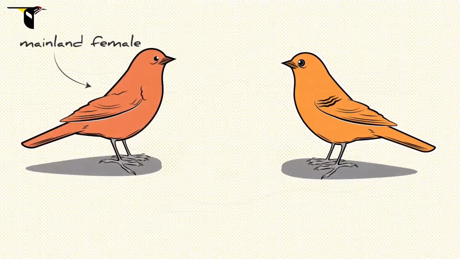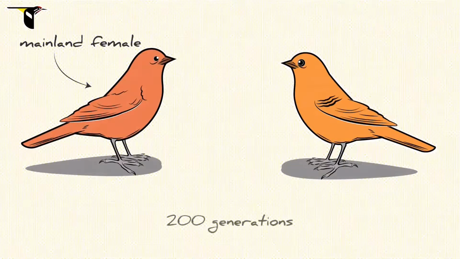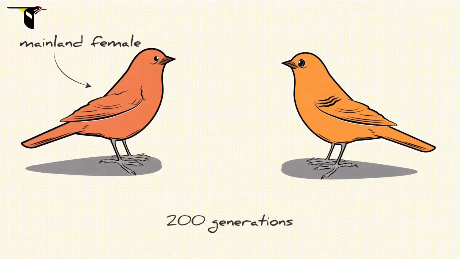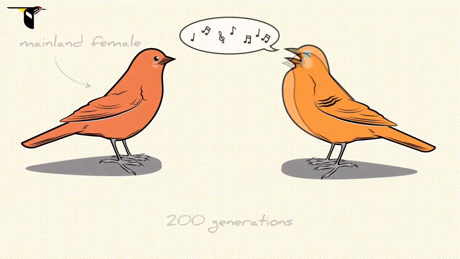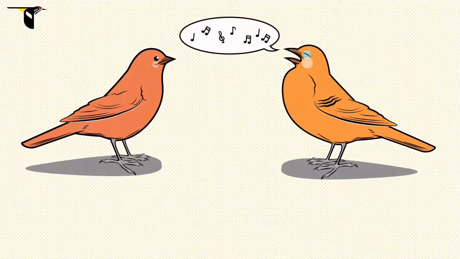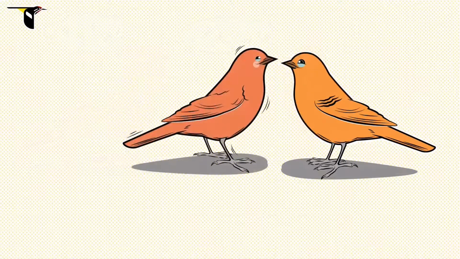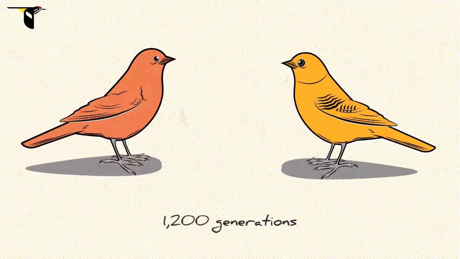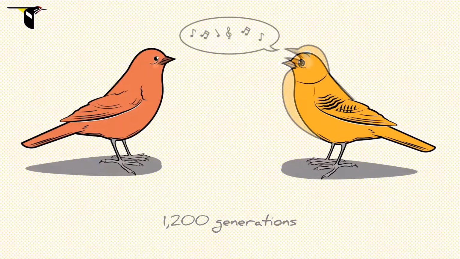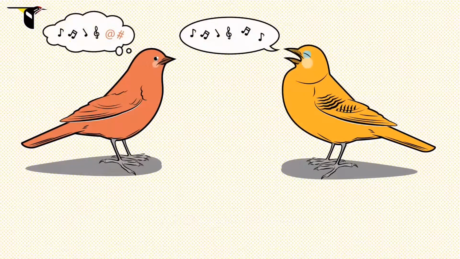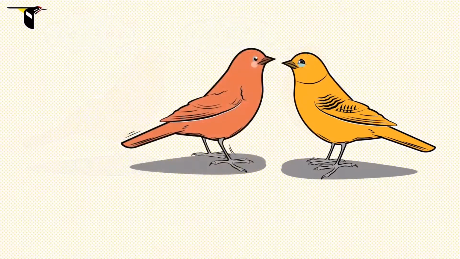If we introduce a female from the mainland species to a potential mate from the island after 200 generations in isolation, about 400 years in bird terms, will they mate? It appears that these two still recognize each other as members of the same species. How about after another 1,000 generations of isolation? Now, the female finds this island male's song a bit strange, but she still chooses to mate with him.